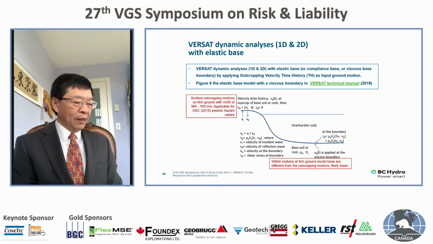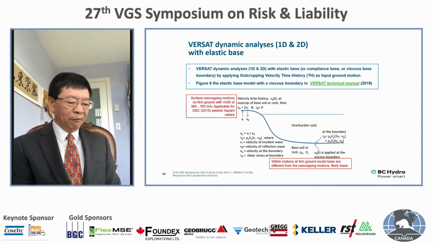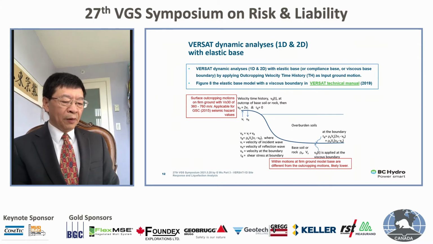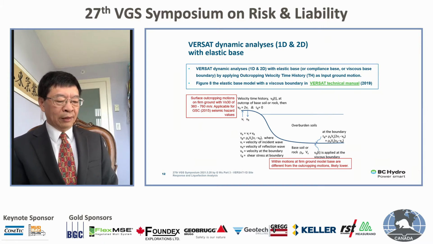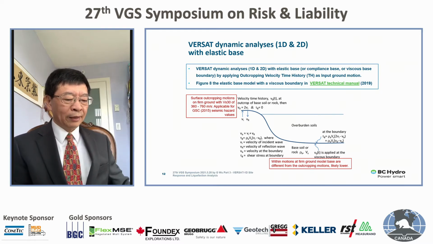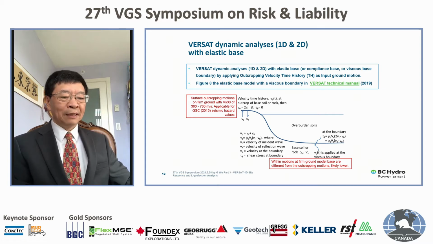And this is just an extrapolation from the user's manual or technical manual from the program. So just to show you, one, you should actually use this elastic base. The essence is that the surface outcrop motion on the right side would be quite different from the within motion in the middle, meaning underneath the overburden soils. So if the base is not very hard rock, the base effect is quite significant. This will require some time to explain, so I will just skip this. Go to the next one, please.